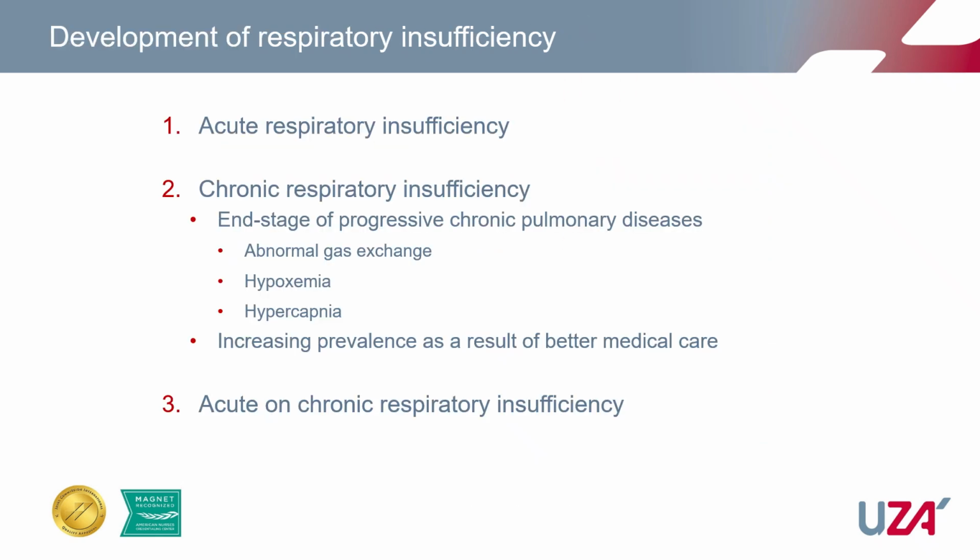Whatever the type of respiratory insufficiency, it may develop acutely or chronically. Examples of acute respiratory insufficiency are pulmonary emboli, pneumonia, or cardiac insufficiency. Chronic respiratory insufficiency is usually the end stage of progressive chronic pulmonary disease and characterized with hypoxemia and/or hypercapnia. There is an increasing prevalence of this type of respiratory insufficiency as a result of better medical care. And finally, there is the acute on chronic respiratory insufficiency, which is often seen in patients with chronic obstructive pulmonary disease or COPD.